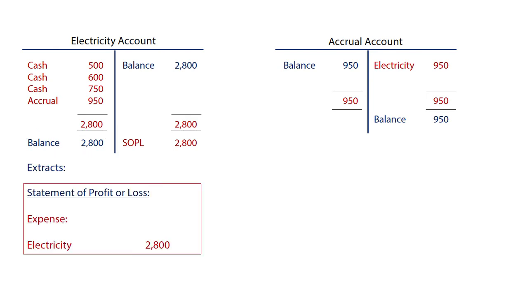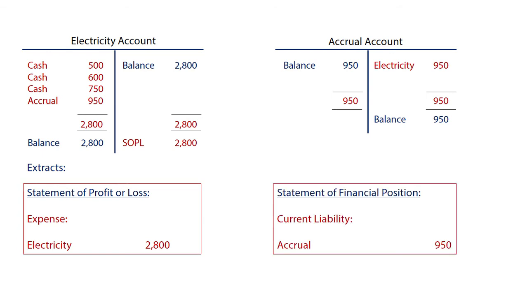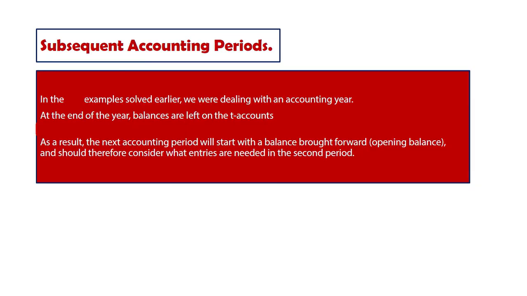We now come to the profit or loss account, open up an expense column, put the electricity account there and put the 2,800 there. If we were doing a T account again, we would have debited the electricity account. Let's come to the statement of financial position. We create a current liability column, put the accrual there and put the 950, which is the balance, also there.